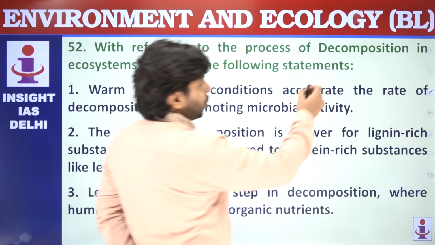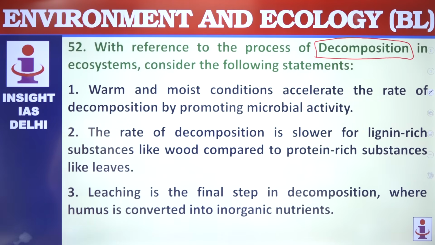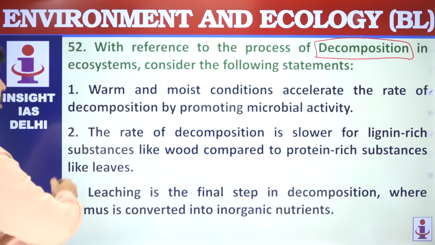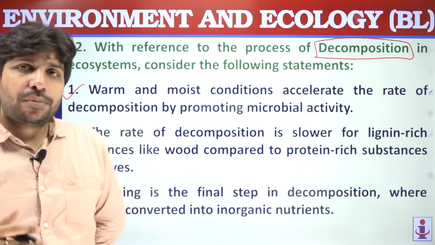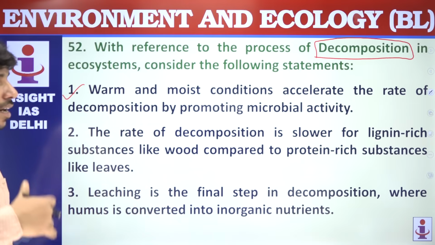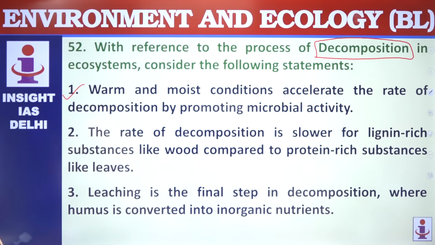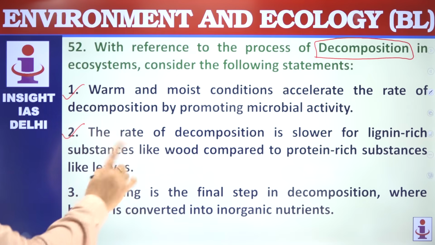Question is regarding decomposition. Warm and moist conditions accelerate the rate of decomposition by promoting okay. So certain conditions are given and the question is asking you to identify which one is correct regarding decomposition. Warm and moist conditions accelerate the rate of decomposition. Yes. The more a place is warm and moist, the greater will be the decomposition rate. So 1 is correct. The rate of decomposition is slower for lignin-rich substances like wood. Yes, this is also correct.